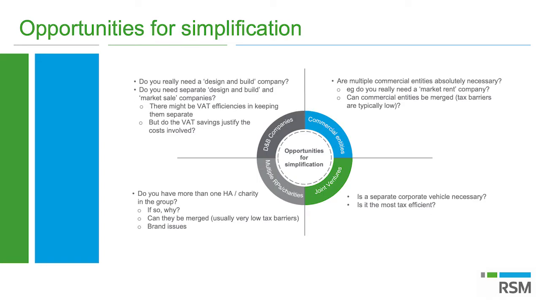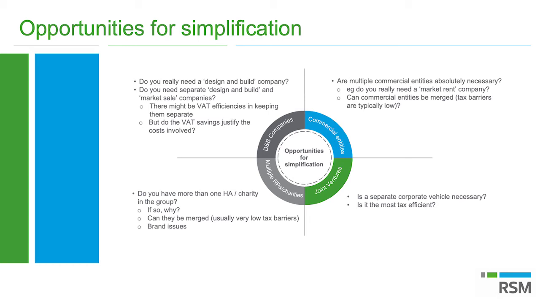I would now like to move on to a more strategic area. Clearly, many organisations are trying to simplify the group structure and arrangements that they operate, and this slide summarises some of the key questions that you may be asking yourself or you may hear within your organisation. Firstly, in relation to design and build and market sale companies, do you really need these companies? Is the design and build company providing the necessary level of savings? And do you need separate vehicles for market sale and design and build?